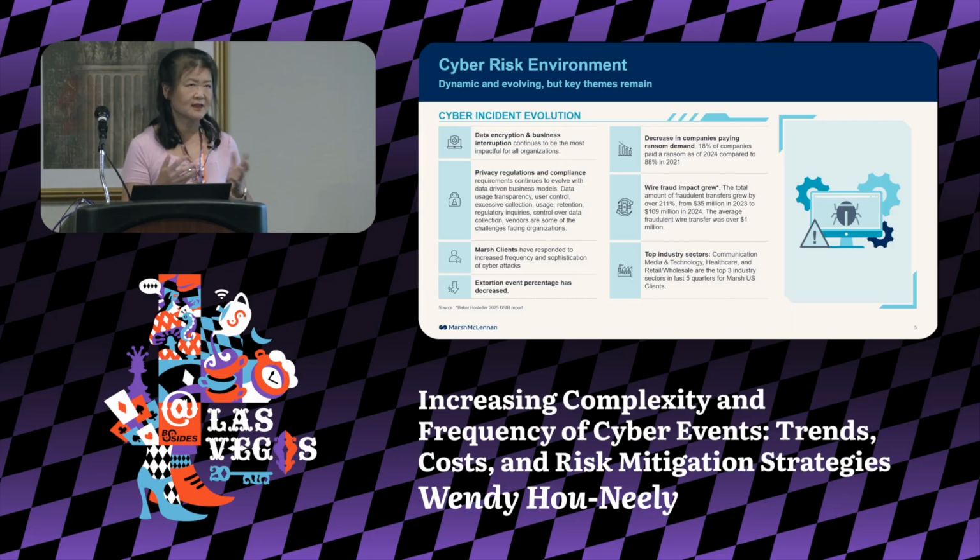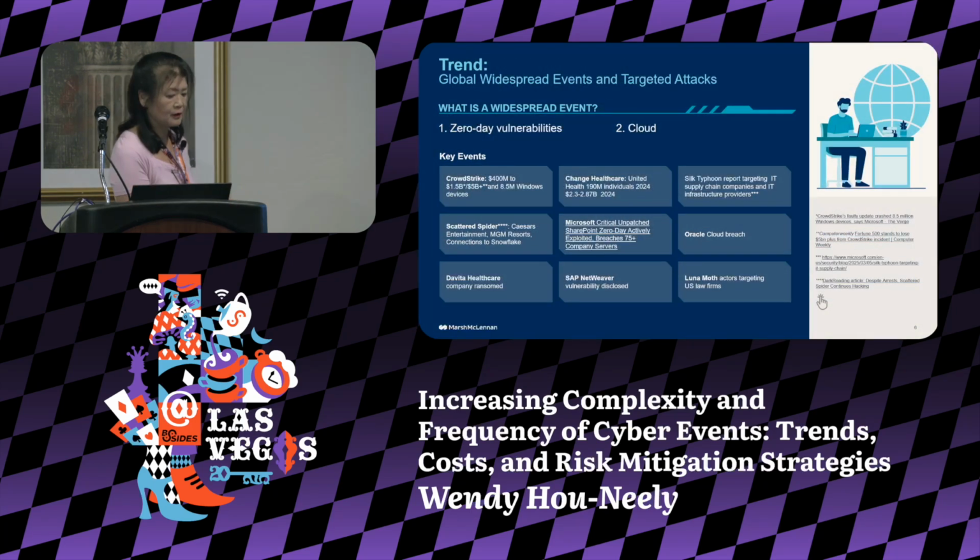So just some background, we usually have the largest companies that we broker for. Marsh is the biggest insurance broker in the world. So in terms of global trends, we see a lot of zero-day vulnerabilities being exploited. We see more of the cloud events as well.